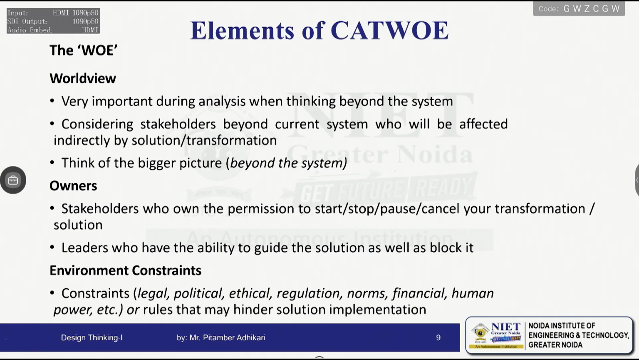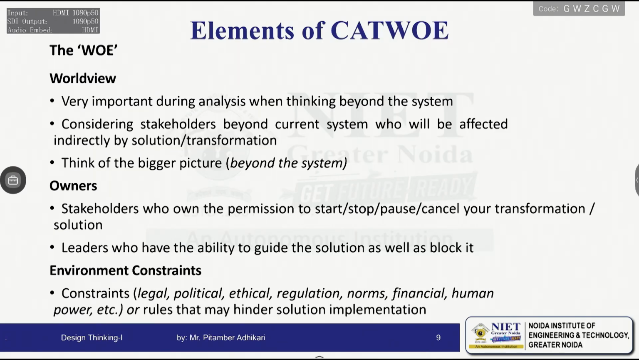Okay, so after this fourth one, the next is owner. Fifth one is owner. So who will fall in this category, who are the different stakeholders who will come under this category? In this particular case, there will be stakeholders who own the permission to start, stop, pause, cancel our solution. Means here we will have the person who has some kind of power to start that project or that solution. That person can start or stop or pause that particular solution or idea.